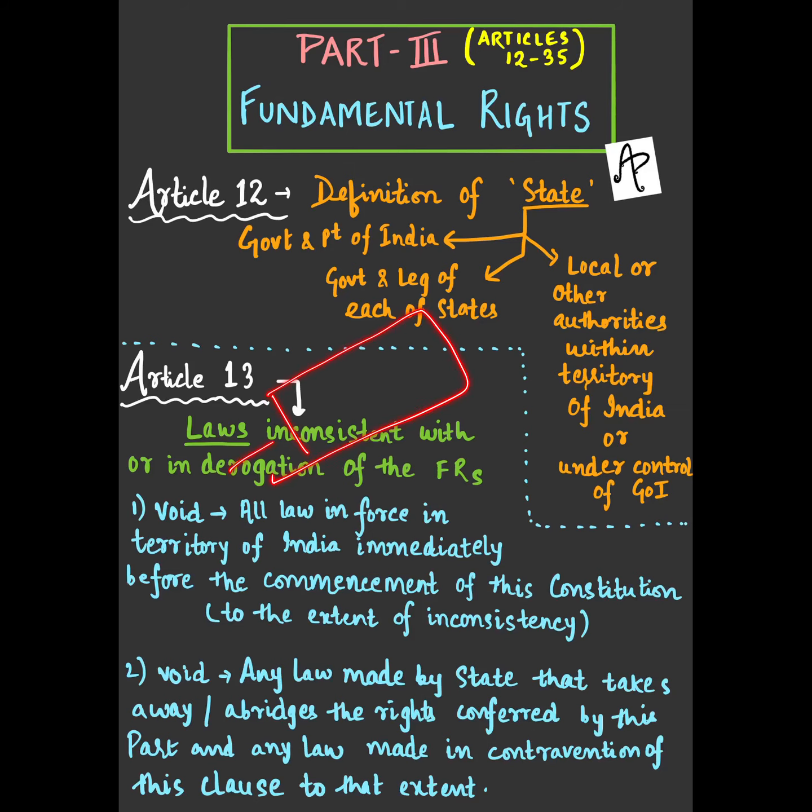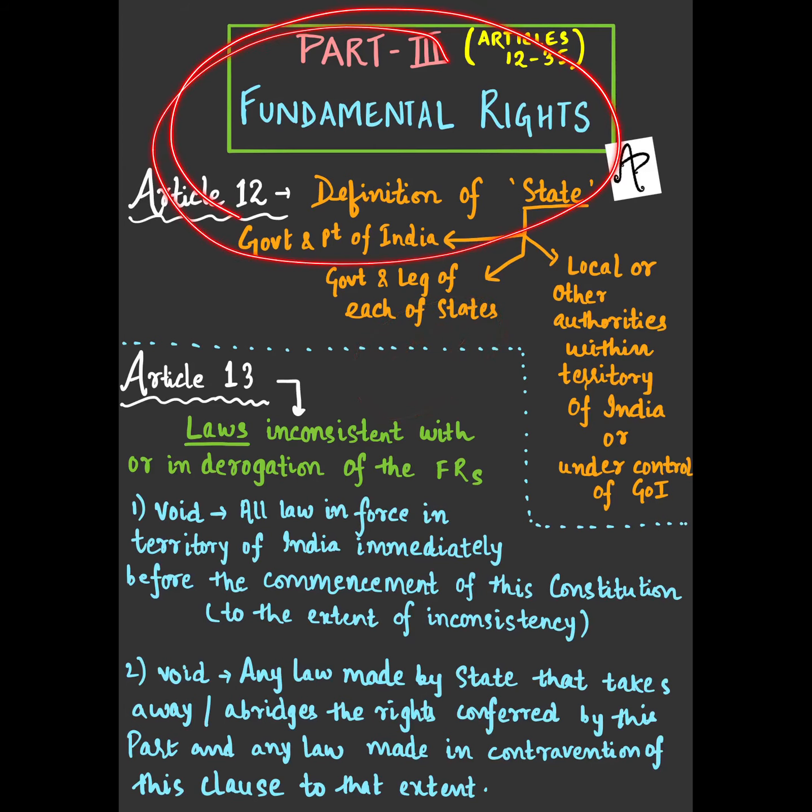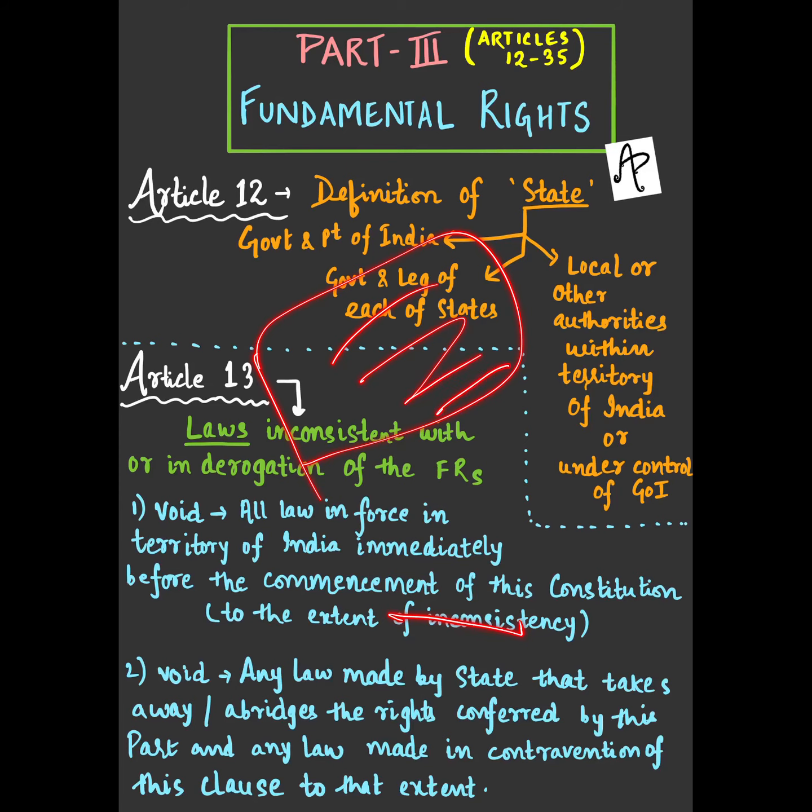So to the extent those laws are inconsistent with these provisions, to that extent they will be called void. Okay, null and void, meaning it will not be considered. So suppose this is a law and there are certain provisions, 4-5 provisions. Now if 2 of the provisions are not in consistency with the provisions of this part, the fundamental rights which the constitution is specifying, then those will be considered void and the rest of the things would be taken care of.